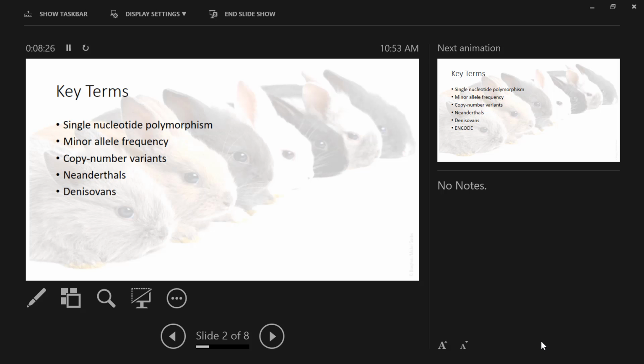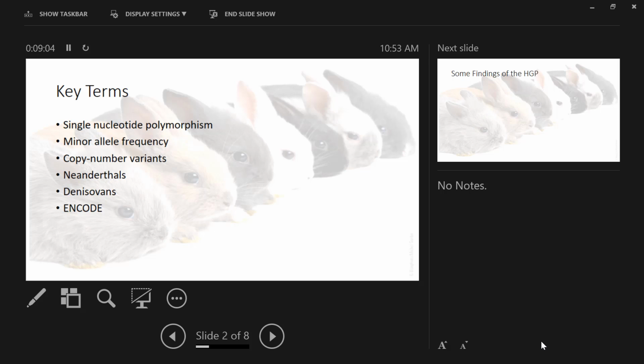Denisovans, individuals in the Denisova region, and this is a little bit hard to figure out what species this is, but it looks most likely that it is Homo erectus or something very similar to Homo erectus. And again, almost undoubtedly, our species, Homo sapiens, interbred with this species as well. Okay, we'll talk about that a little bit later and what that actually means.